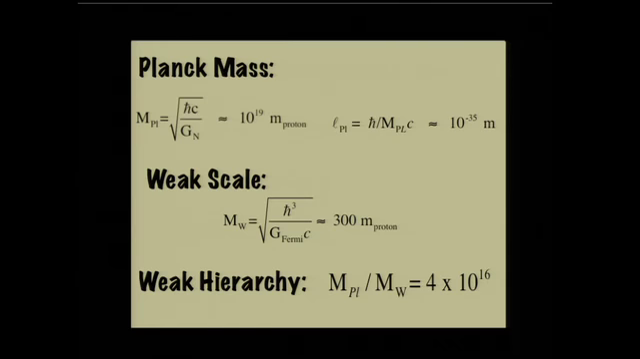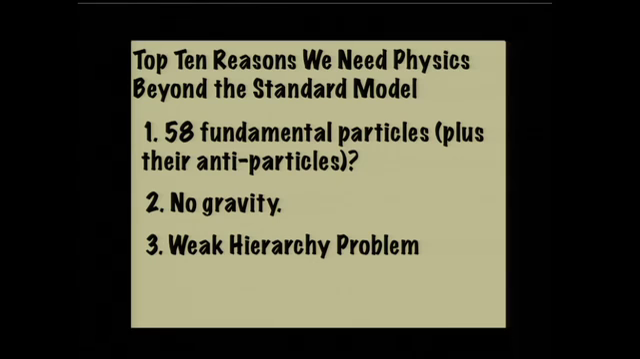Oh, I should point out that instead of the Planck mass, we can also talk about the Planck length. This is the length scale at which we expect to see the quantum mechanical effects of gravity, and it's about 10 to the minus 35 meters. We're very far from being able to explore that length scale at our accelerators, with microscopes, with anything else like that. So far, 3 of the top 10 reasons why we need physics beyond the standard model: too many particles, no gravity, and a weak hierarchy problem.